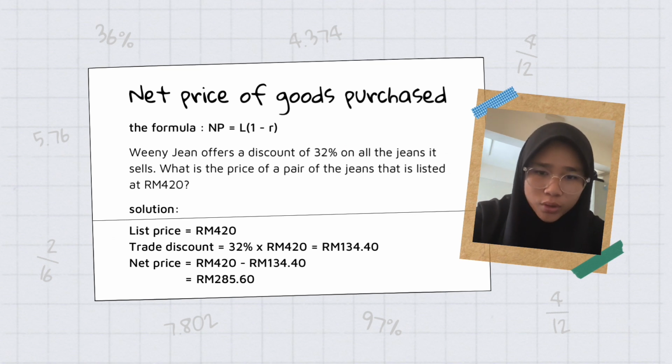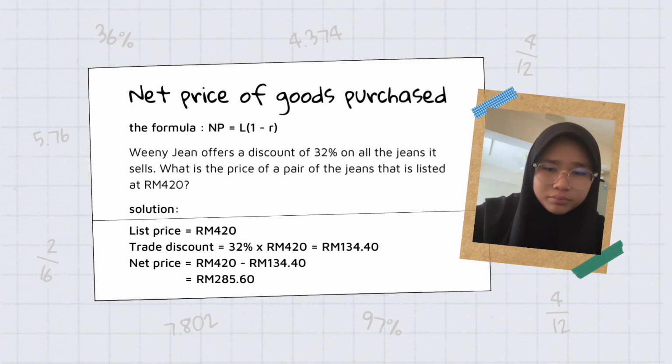So based on the question, the list price is already given and the amount of trade discount can be defined by multiplying 32% with RM 420, which equals 134 ringgit and 40 cents. So the net price will be RM 285 and 80 cents after you minus the list price with the trade discount.